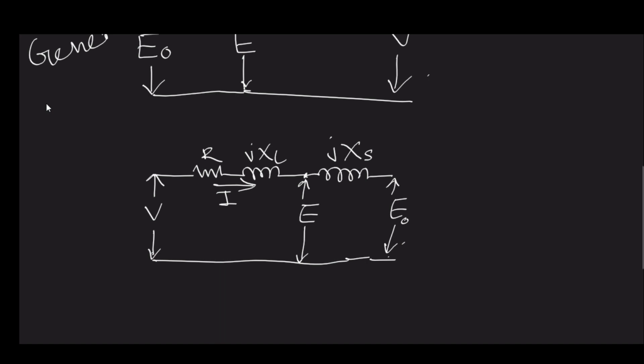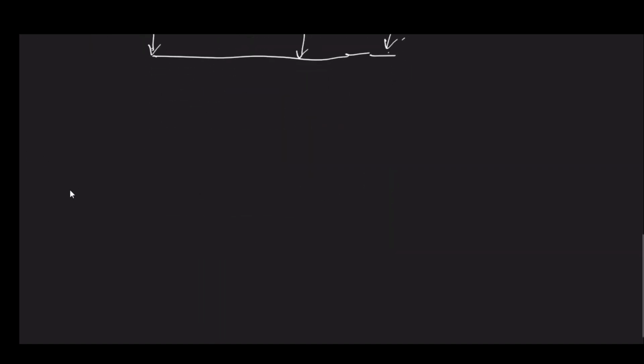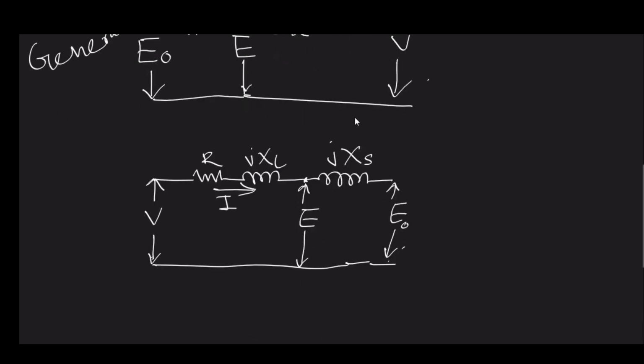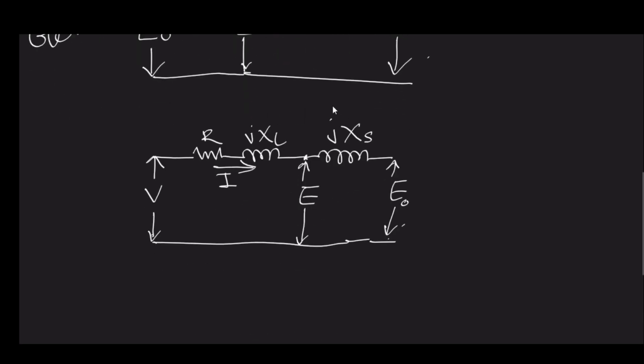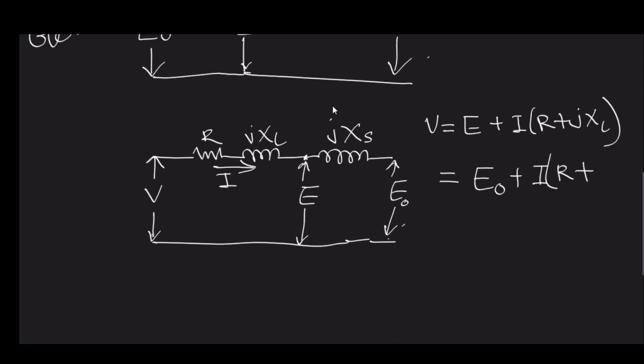Okay, so we can write the motor equation. Let me write it here only. The motor equation is what? V is equal to E plus I R plus jXL, or is equal to E naught plus I R plus jXL plus jXAS. Correct.